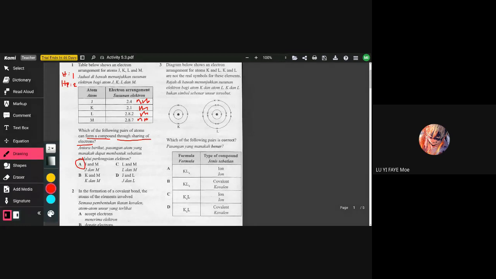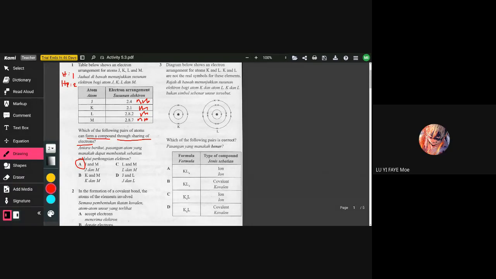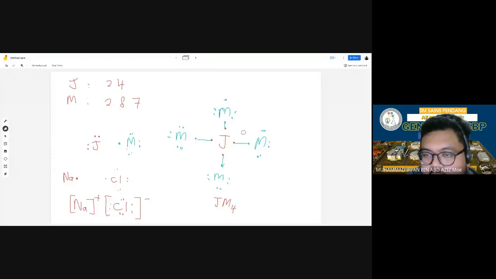So it must be what? I already showed the chemical formula earlier. So what is it? A, B, C, D. BB. Okay, so B. Yes, B or D because they are covalent. So B, because earlier I showed it like this. KL4, they share electrons. Okay, number 3 is B.